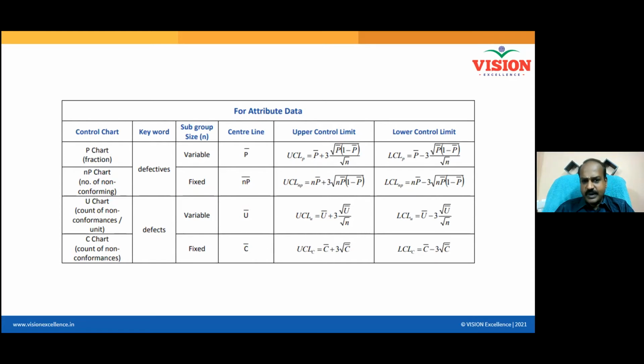So the formulas are here, but you really don't have to remember all these formulas. So what we do is, we'll take your questions and then I will show you how to plot control chart.